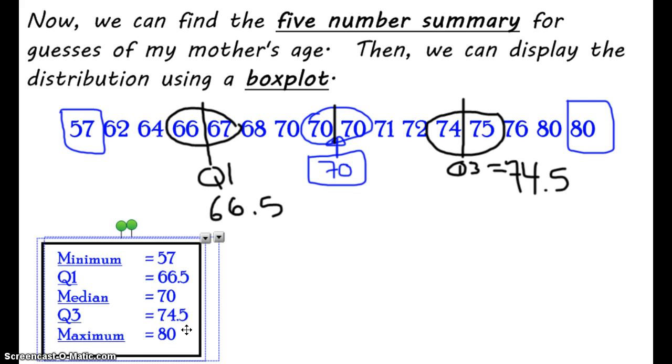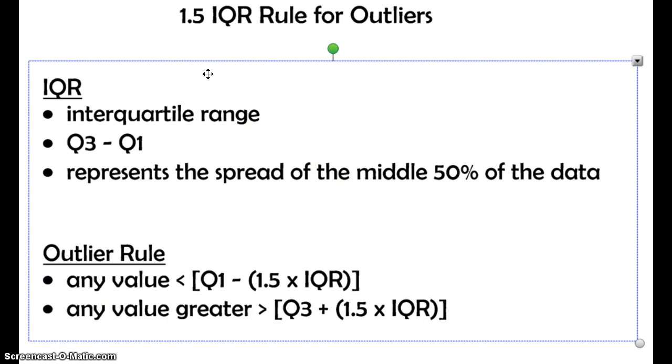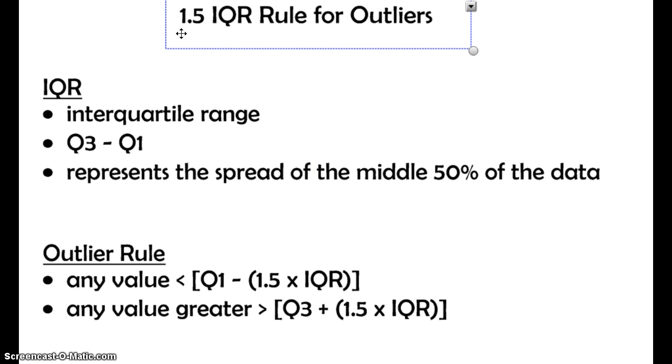There's only one more thing we need to look at before we make our box plot, and that is to check for outliers. We have a numerical rule for outliers, and it is called the 1.5 IQR rule. That rule allows us to use the interquartile range, which is the middle range, instead of using the entire range, because sometimes there are values that are really small or really high that might throw the range off.